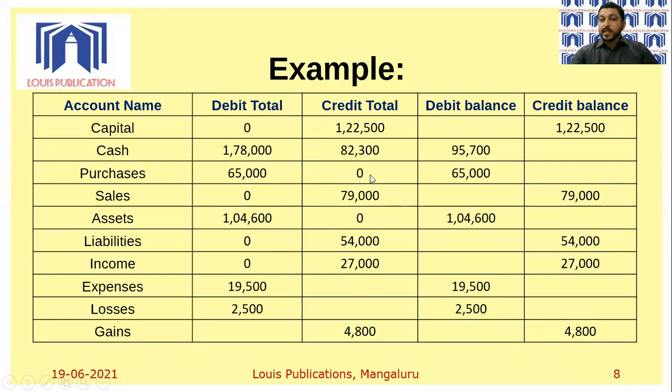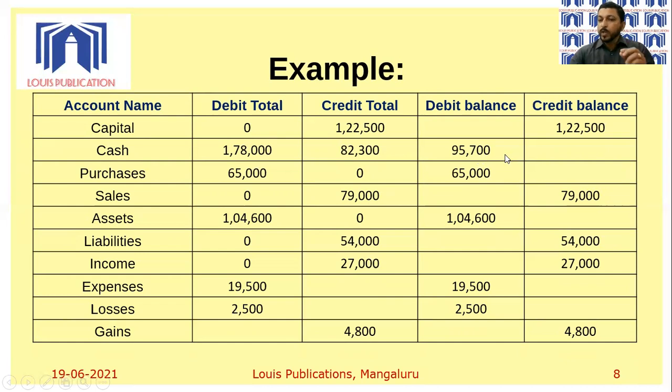But in purchases, there can be a credit entry. Like for example, goods withdrawn for personal use. The entry will be drawings account debited to purchases account. So you will find an entry on the credit side of purchases account. But I'm talking about the balance.